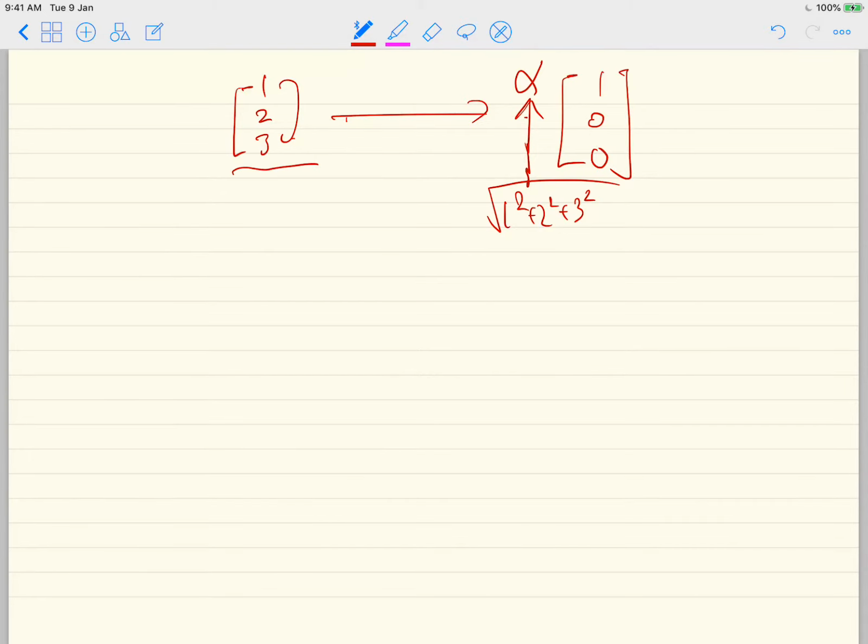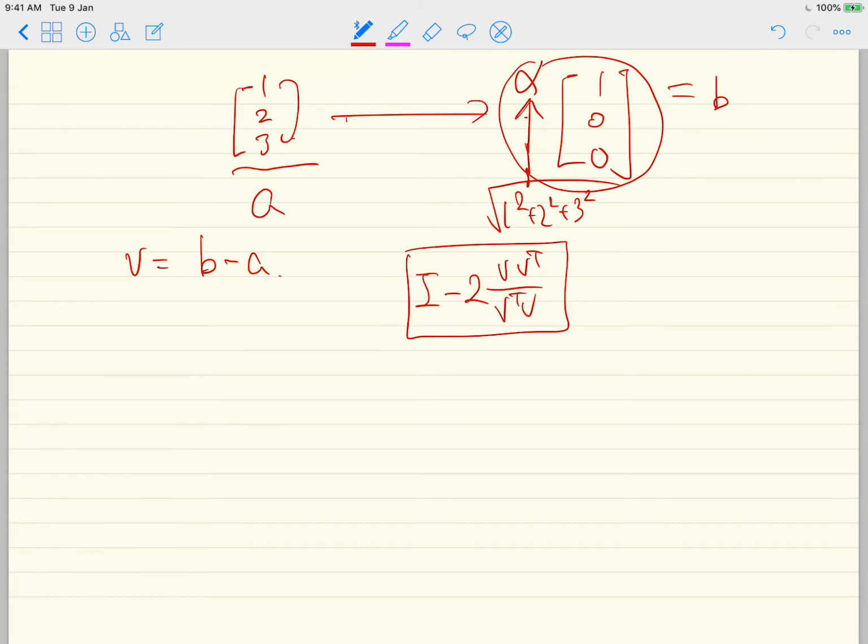So at least we know this is our reflection vector. Suppose this guy is A, and this guy is B, for example, and then we simply set v as P minus A, and this can be used as our vector v that forms this matrix. Now we obtained this reflector matrix that maps this 1, 2, 3 onto this vector on the first axis.